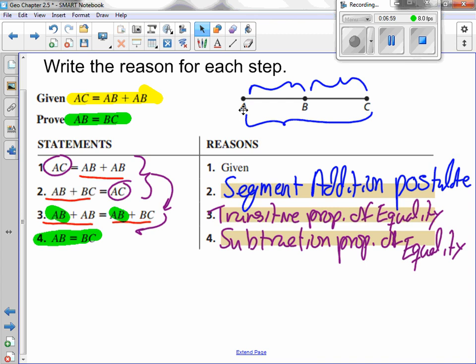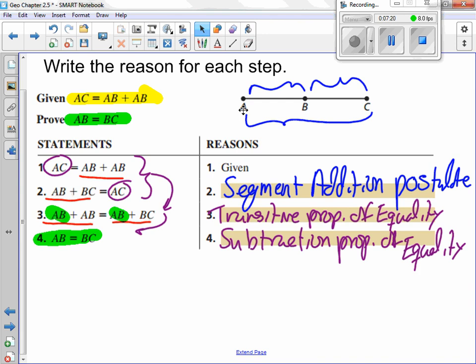And that's all we did here. So the first thing that they did was they gave it to us. It was our given. The reason we can say AB plus BC equals AC is our segment addition postulate. That's the reason why we can say it, because again, a segment addition postulate says two segments on the same line added together give me the whole.